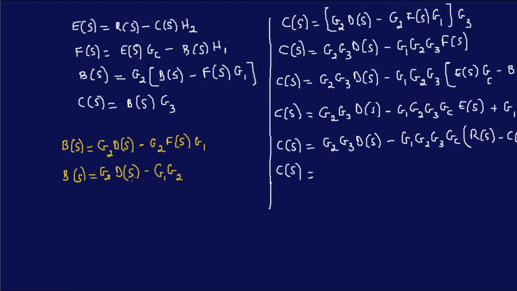So G2 D of S minus G1 G2 F of S, and F of S is E of S GC minus B of S. I was wondering why the BS came back, because that's exactly what I'm trying to get, but that's not an issue. B of S, I guess I can take him out.